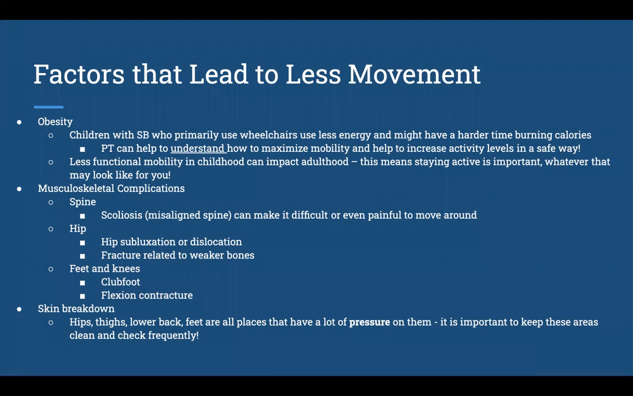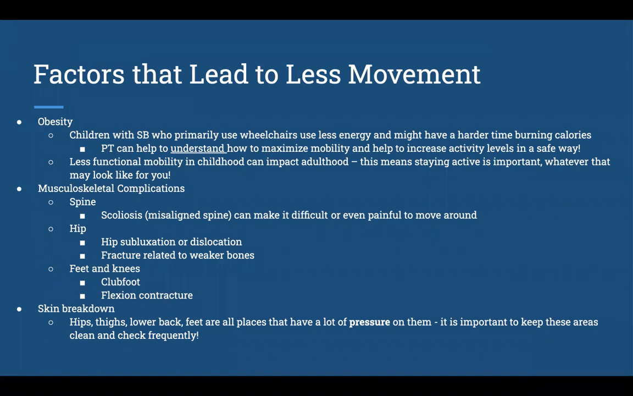One of the things that we know is that less functional mobility in childhood can impact adulthood. So this just means that staying active is really important, and staying active consistently is really important. And doing that in whatever capacity that might look like for you. So just making sure that you're staying consistent and staying communicative with your healthcare providers.